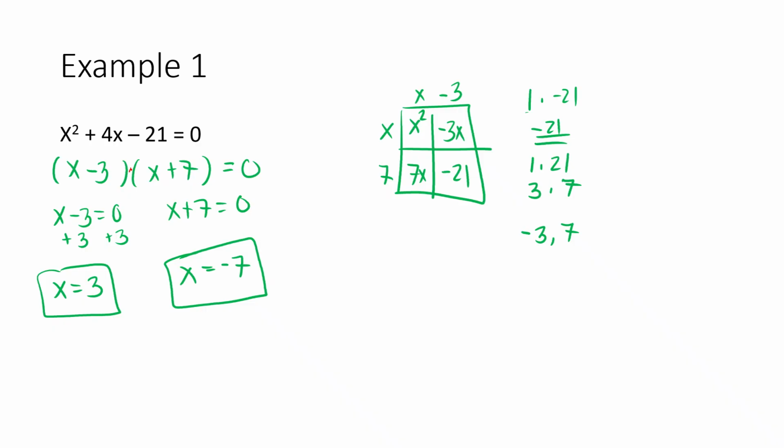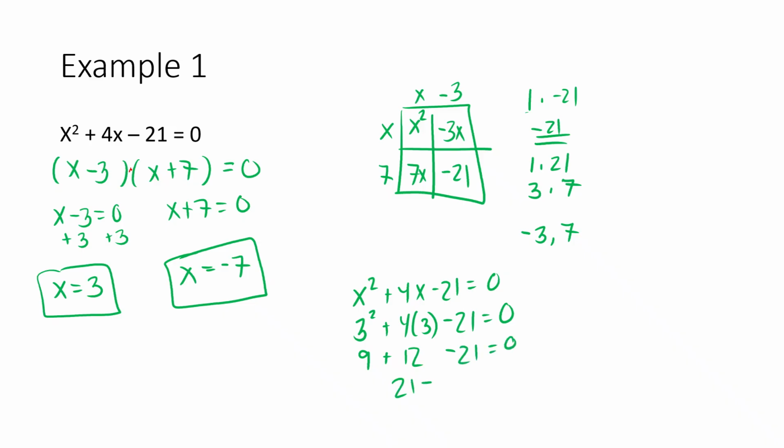And you could go back to your original equation. So we had the x squared plus 4x minus 21, and I'm going to use the 3 because it's simpler. So 3 squared plus 4 times 3 minus 21. 3 squared is 9 plus 12 minus 21. 9 plus 12 is 21. And oh, look at that. 0 equals 0. And you can plug in the negative 7 as well, but I promise you it will work. And what we've done is we've solved the quadratic equation.